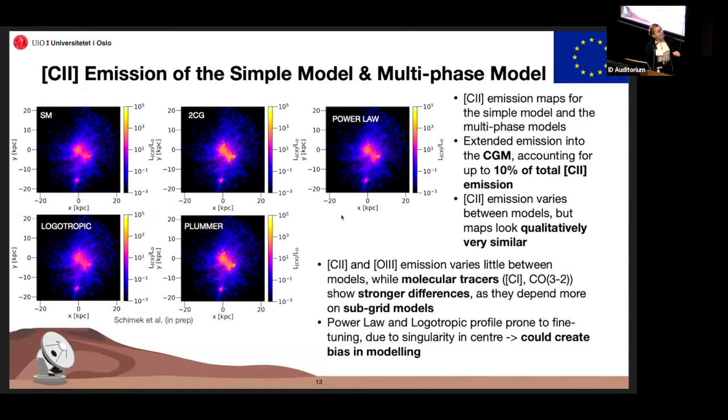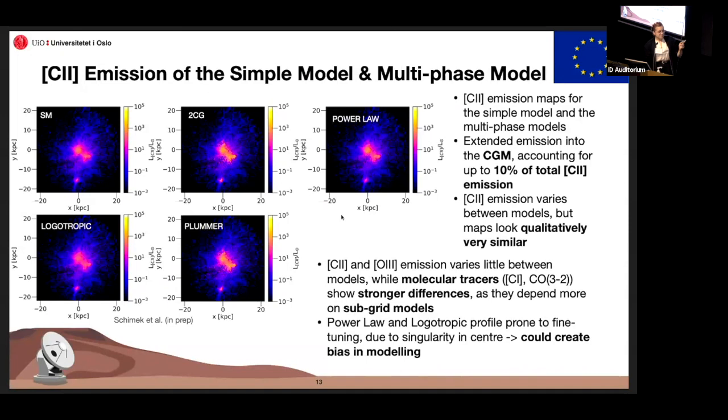They all look quite similar, of course, but they vary a bit from each other, and also in the total luminosities and in what percentage of the emission each component of the galaxy contributes. What we also found is that C2 and O3 vary quite little between the models, while of course the molecular tracers like C1 and CO vary far more because they depend far more on the subgrid models.